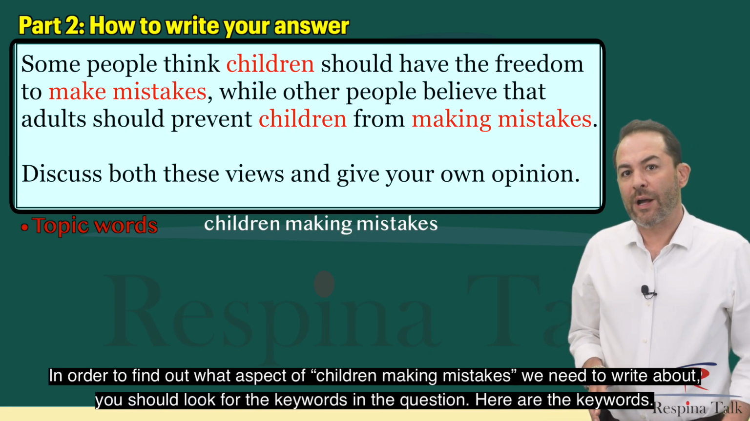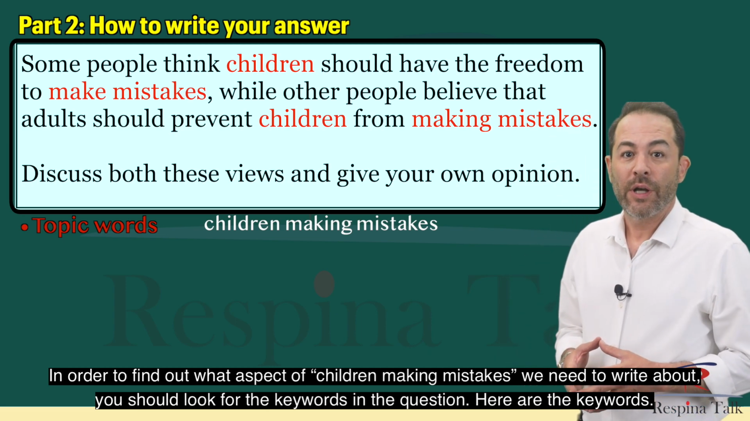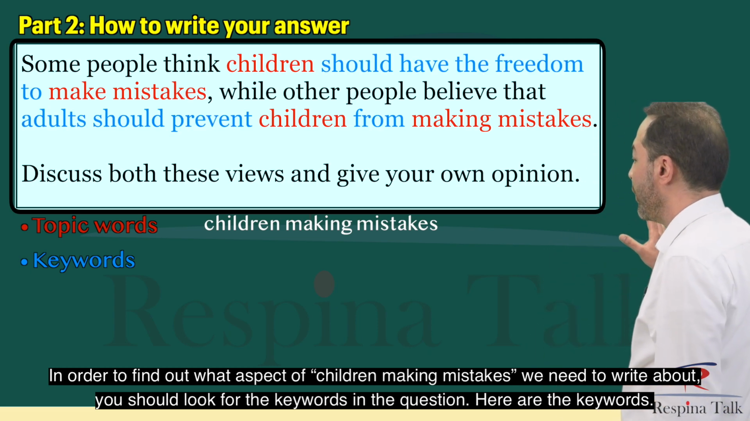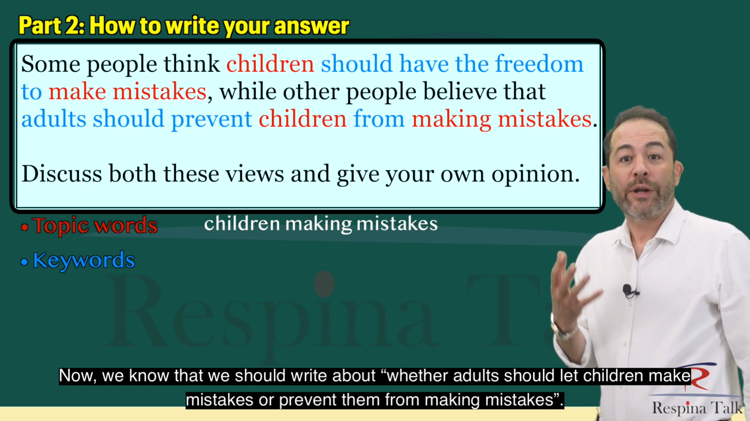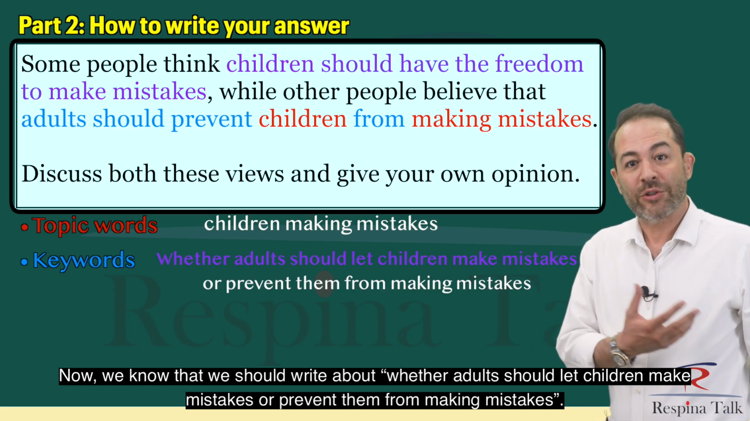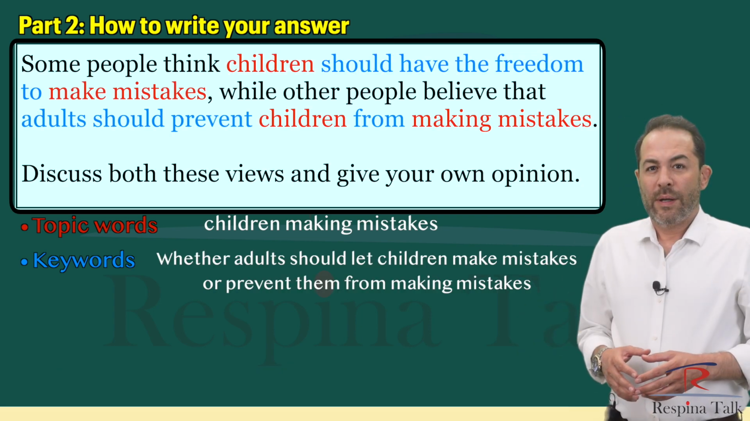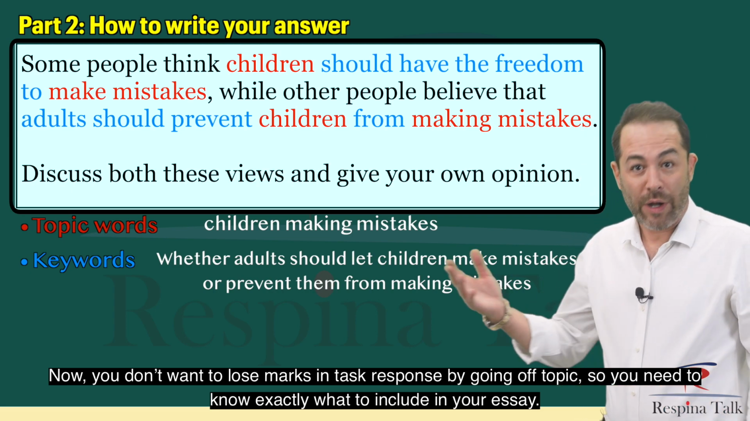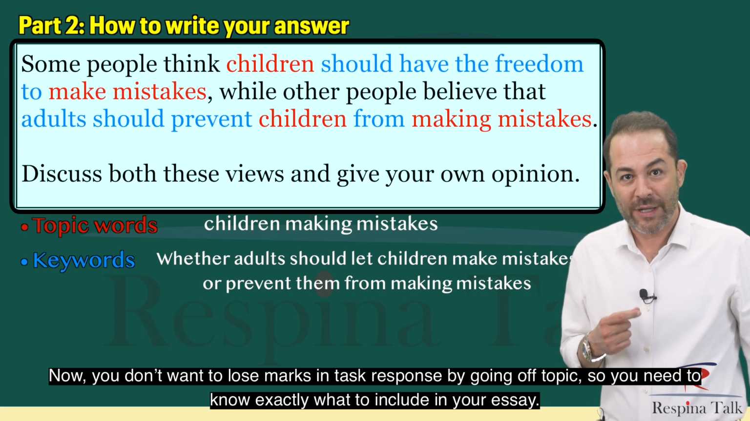In order to find out what aspect of children making mistakes we need to write about, you should look for the keywords in the question. Here are the keywords. Now we know that we should write about whether adults should let children make mistakes or prevent them from making mistakes. Now, you don't want to lose marks in task response by going off topic, so you need to know exactly what to include in your essay.